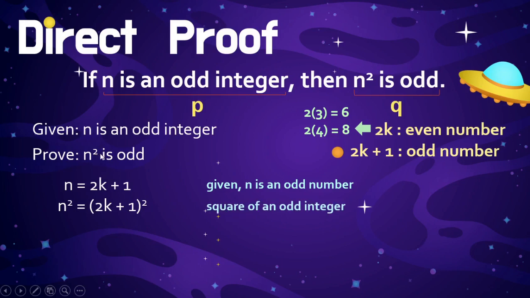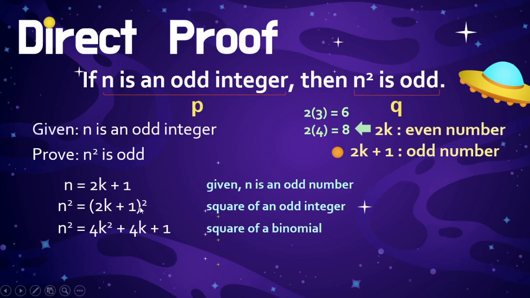Kasi ito nga po, n squared. We're trying to prove kung ano ba talaga ang n squared. Is it odd or is it even? Okay. Ang next step is let us perform the operation. So here we have quantity 2k plus 1 squared. So we could apply the square of a binomial. I-apply na naman natin yung ating previous knowledge. How do we square a binomial?